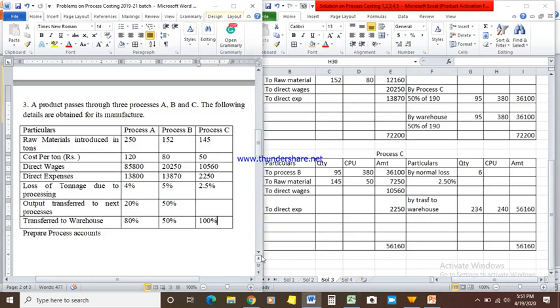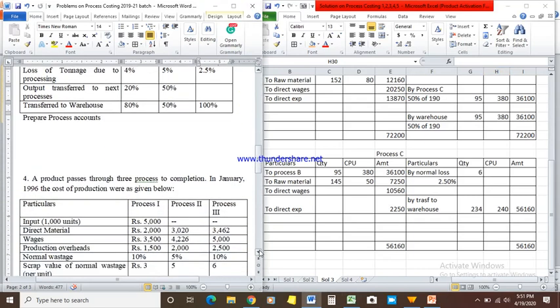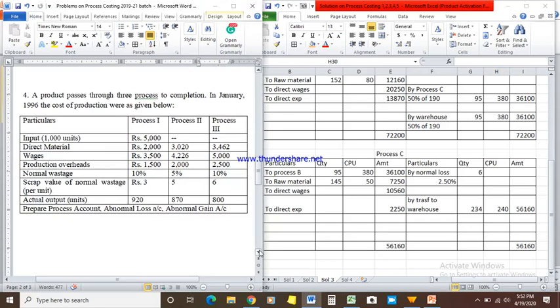Now moving on to the next, a still more complex kind of problem, wherein we move on to understanding how the normal loss computation, abnormal loss computation and abnormal gain are done if given, and also how we record all this information in process costing. So let's move on to the fourth problem.